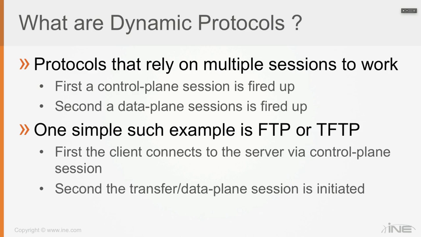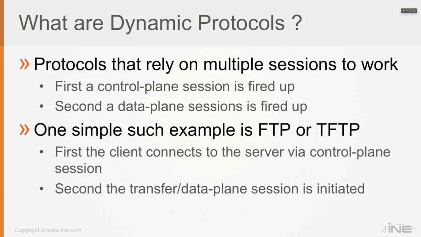So via both FTP and TFTP, first the client connects to the server via the control plane session. The client authenticates, it reads the directory, and then when the client wants to download something from the FTP or TFTP server, it's going to fire up a second session, which is the transfer or data plane session. That's going to be a new session which is initiated. It depends if it's going to be initiated by the server or the client. We're going to speak about FTP in a couple of seconds.